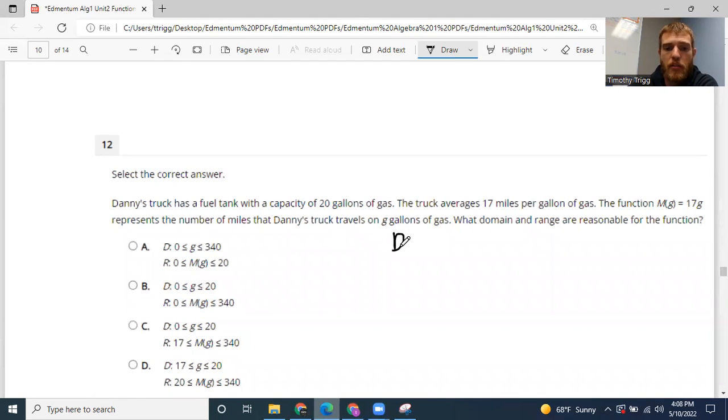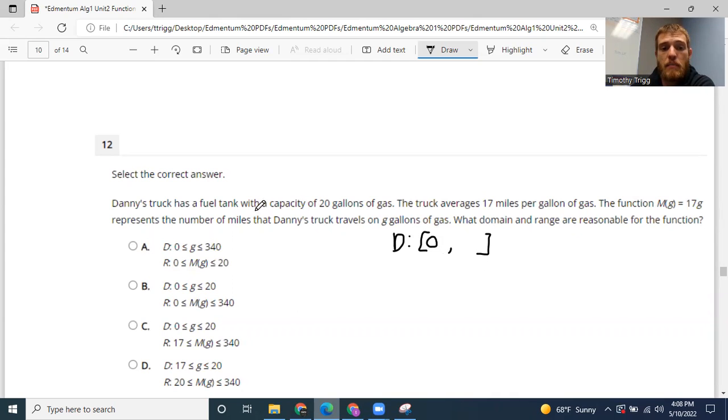Well, first let's talk about the domain. The domain is the inputs. In other words, in the case of this problem, it's however many gallons of gas his tank could have in it. So what's the lowest amount that his tank could have? Well, 0 gallons.